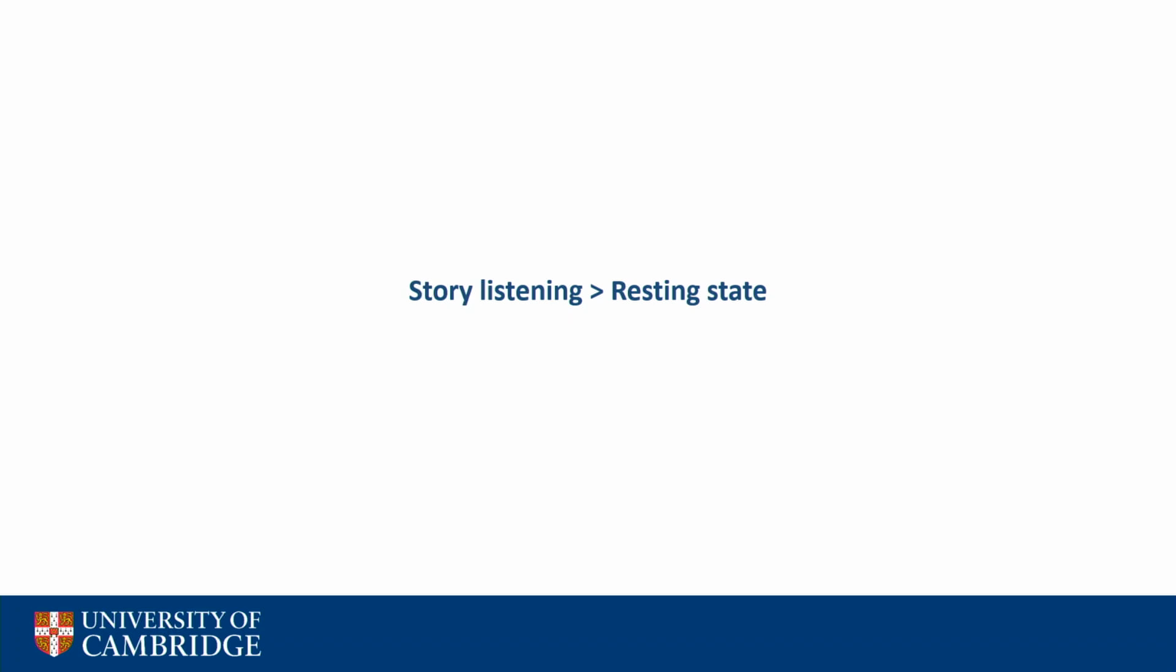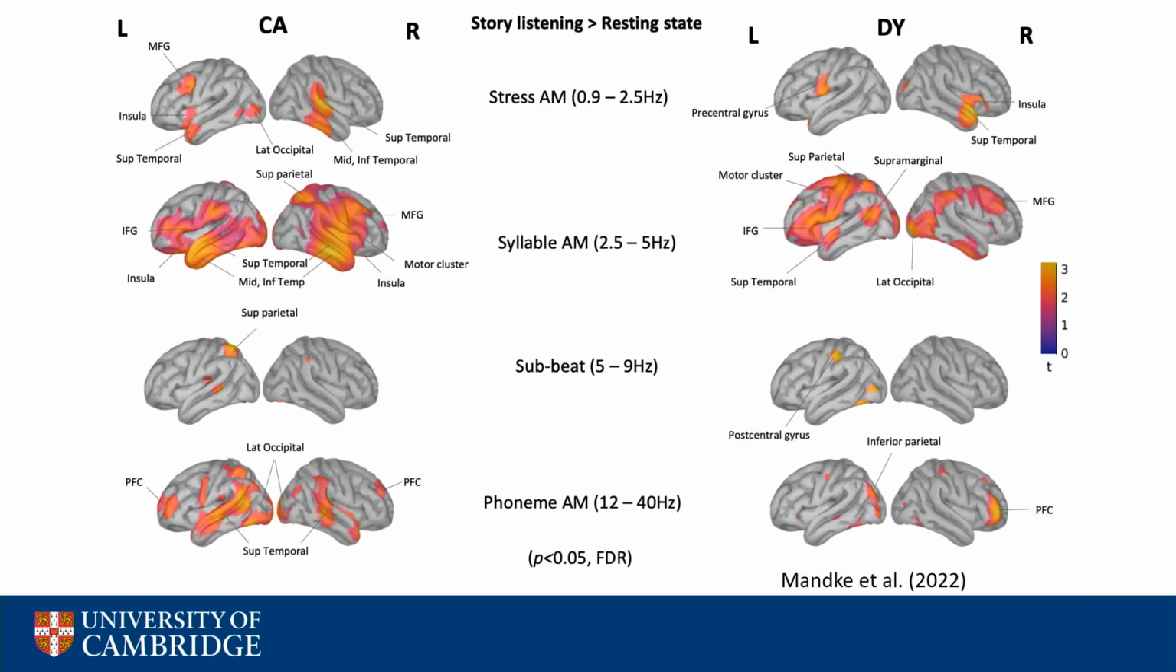So the first contrast that you're going to see is story listening compared against resting state. In terms of statistics, it's always the same approach throughout this talk. I always use non-parametric permutation statistics tests. So the labels between the groups are permuted 5,000 times. You create a distribution, and you measure your data against it. And it's obviously corrected for multiple comparisons. And so this is what we get.